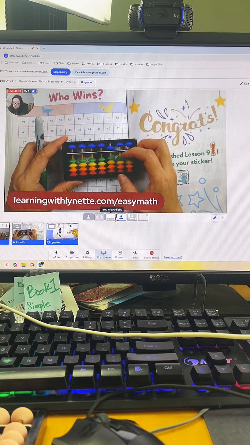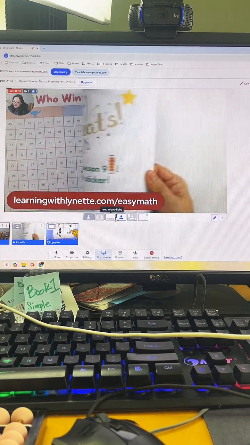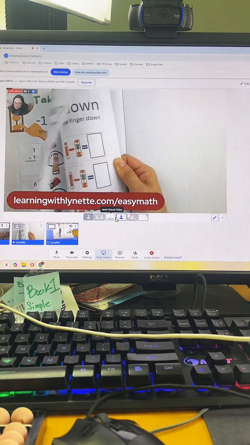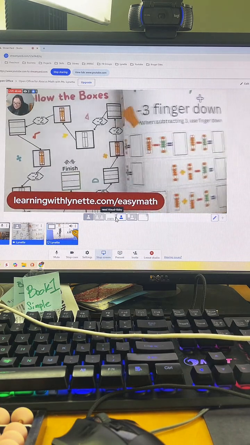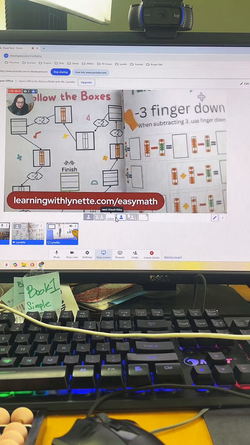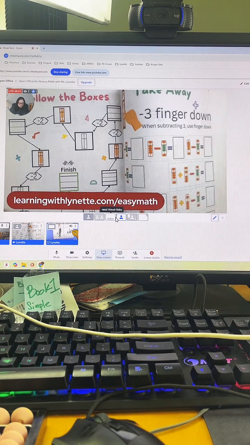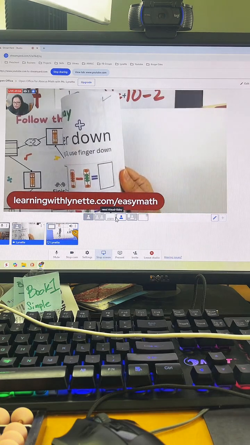So we have the +3, and then there's a +4. And then after 4, we do minus. Why are we doing minus? Because I wanted to talk about taking away before we start talking about the +5. And then that's the next set, which is -1, -2, and then -3. And then I have activities to help engage, because they're not just boring questions. And then this is the follow the boxes.